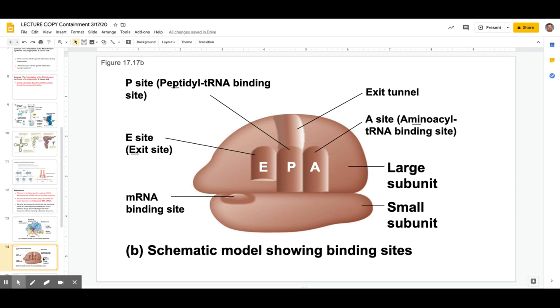Here is a schematic model showing binding sites. The ribosomes have binding sites that help bring together our dance participants. There's a binding site for mRNA and 3 binding sites for tRNA. The P site holds the tRNA that's carrying the growing peptide chain. The A site holds the tRNA for the next amino acid to be added to the chain. And the E site, the exit site, that's where the finished tRNA will leave the ribosome. So make sure you're clear on what each of those does.